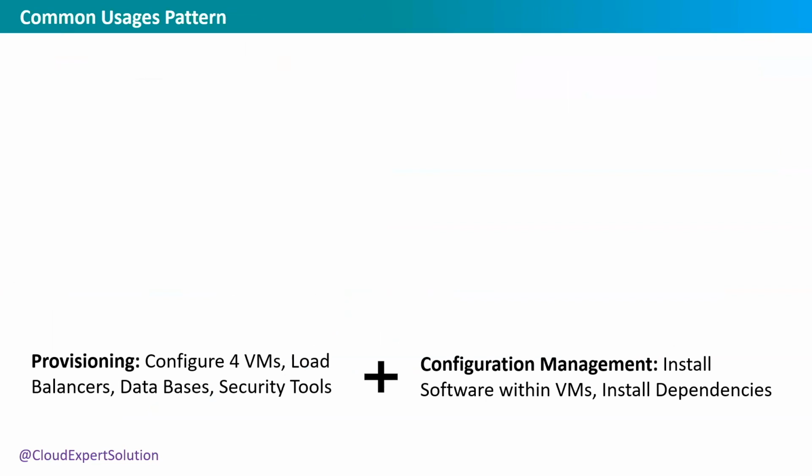Now let's continue. In this section, we are going to review common usage patterns. Let's say you have a use case where you have to provision maybe 4 virtual machines, each in different availability zones, then a load balancer, then databases, then security tools. On top of that, you have a requirement for configuration management. Maybe you have to install software within those VMs, or you have to install the dependencies.